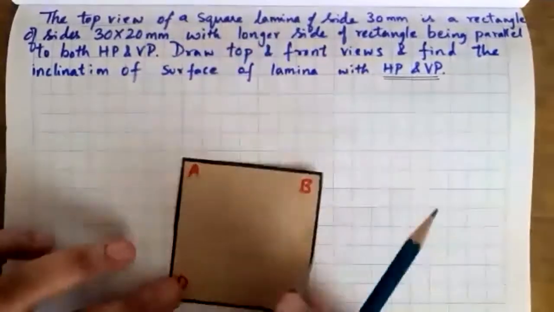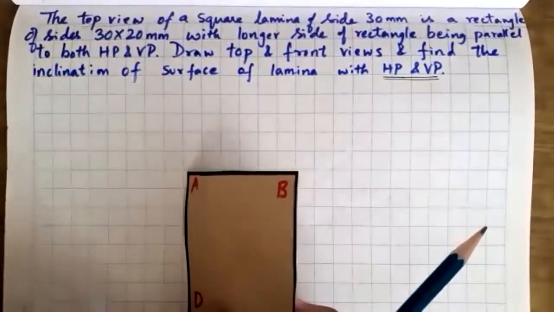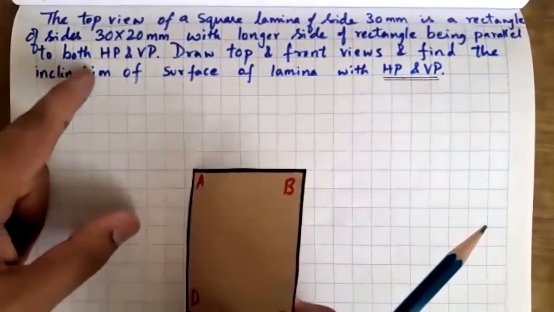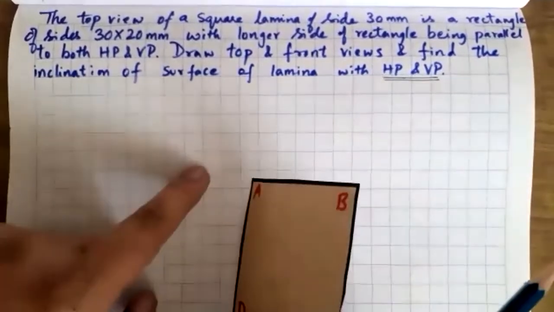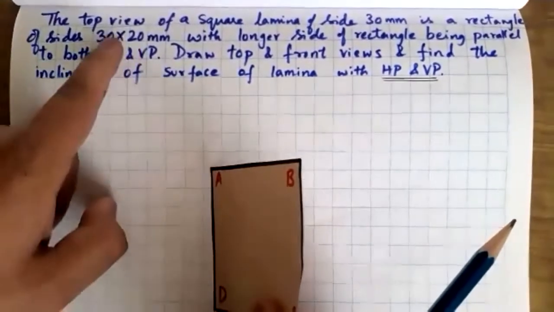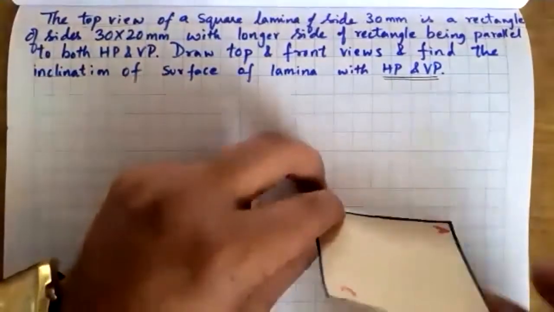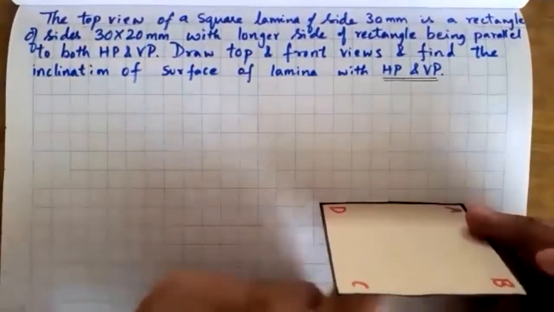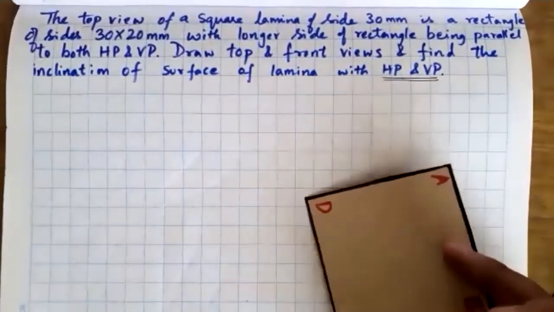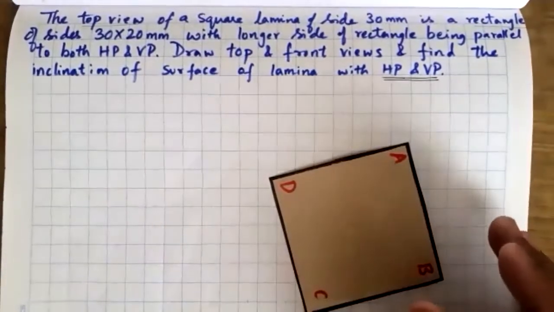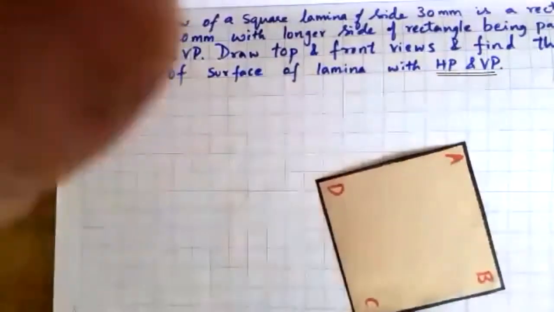Next, in the second top view, it is seen as a rectangle of 30 by 20 with the longer side of the rectangle being parallel to both HP and VP. Now if I rest it like this, whatever top view I get, this side AD will be the longest side, that is 30 mm of a rectangle. This 30 mm, I am going to shift to the new position in such a way that AD is parallel to both HP and VP. Got it? Please understand this. I am shifting my camera to the new position. Just check if it is visible or not.